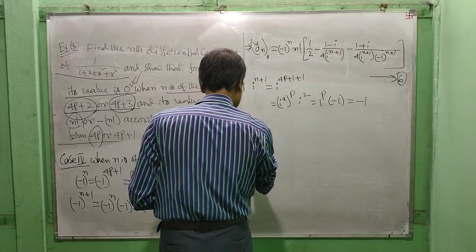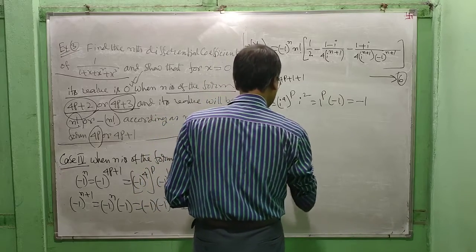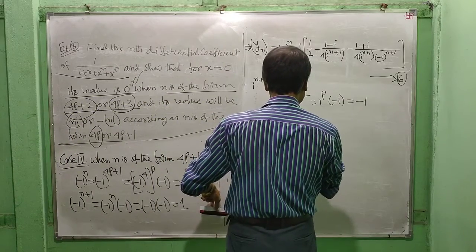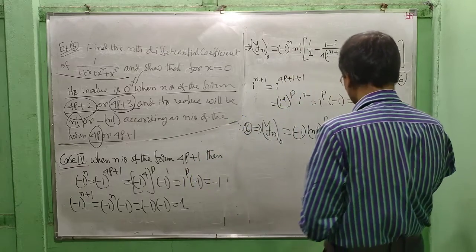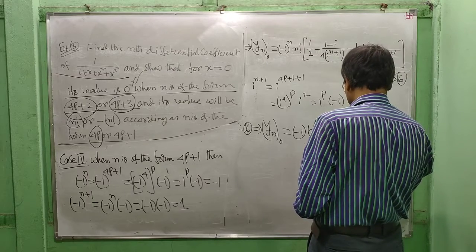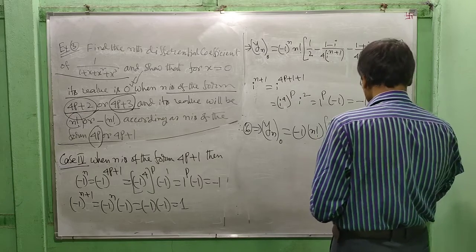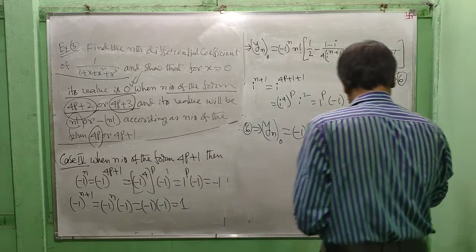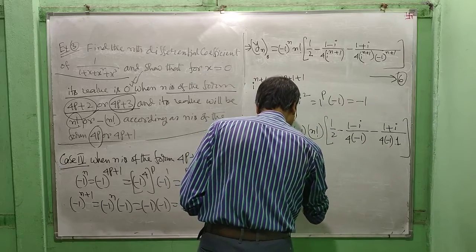Therefore, from 6 we get y_n(0) equal to minus 1 whole to the power n, this time it is equal to minus 1, times factorial n, half minus (1 minus i) divided by 4, it is minus 1, minus (1 plus i) divided by 4, it is minus 1. Also, minus 1 whole to the power n plus 1 is plus 1.